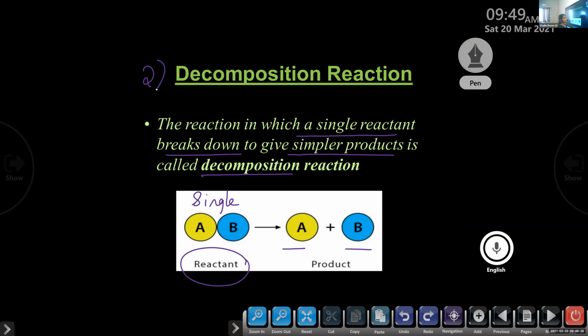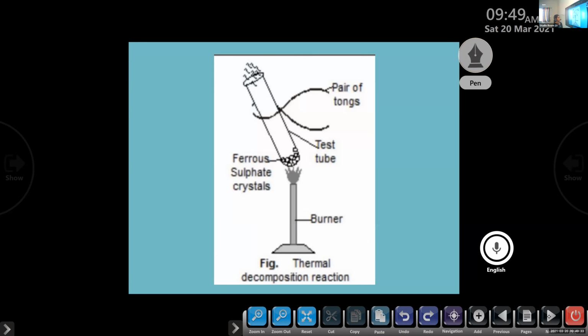Then we are moving to one activity. And this is that activity. Is this image clear for you? If it is not clear, you can look at your textbook. It's on page number 8, figure 1.4. The activity is that we take about 2 grams of ferrous sulfate crystals in a boiling tube.